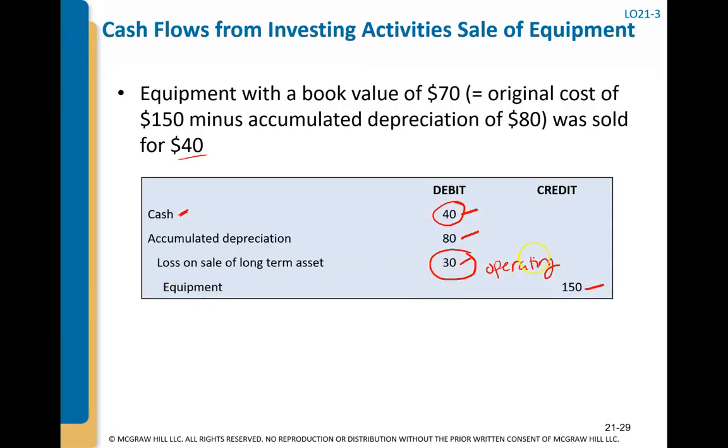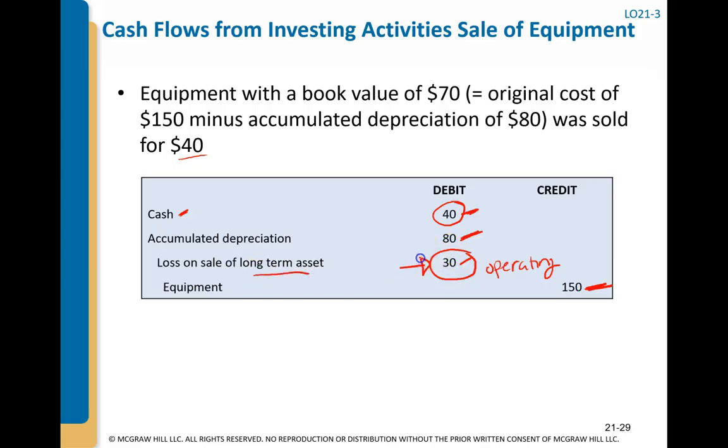So let's just go in here. I already marked it up. But this is the journal entry for that transaction. We received cash for $40, so we would debit cash. We sold this equipment, so we take it off our books at original cost. We credit $150. We debit accumulated depreciation for $80. And then we had a $30 loss on the sale of the long-term asset.